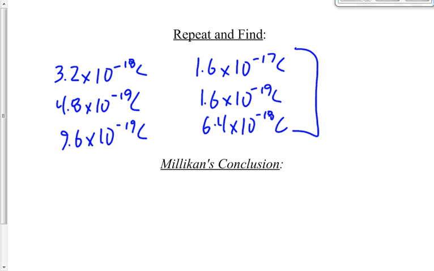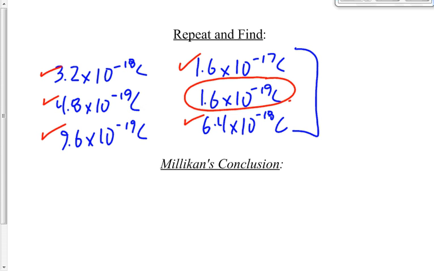Every single one of them, they're all multiples of this. If we multiply this number by 20, I should say, we get this one. If we multiply it by 3, we get this one. If we multiply it by 6, we get this one. We multiply it by 100, we get this one. We multiply it by 40, we get this one. All of the oil droplets have a charge that is a multiple of 1.6 times 10 to the minus 19.